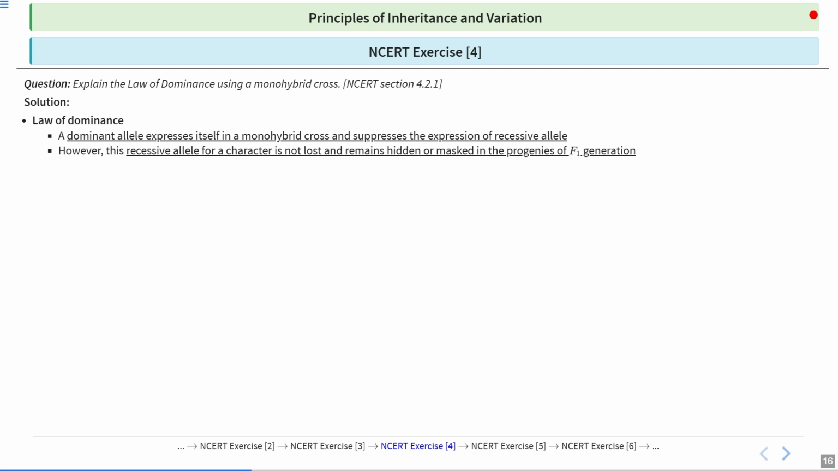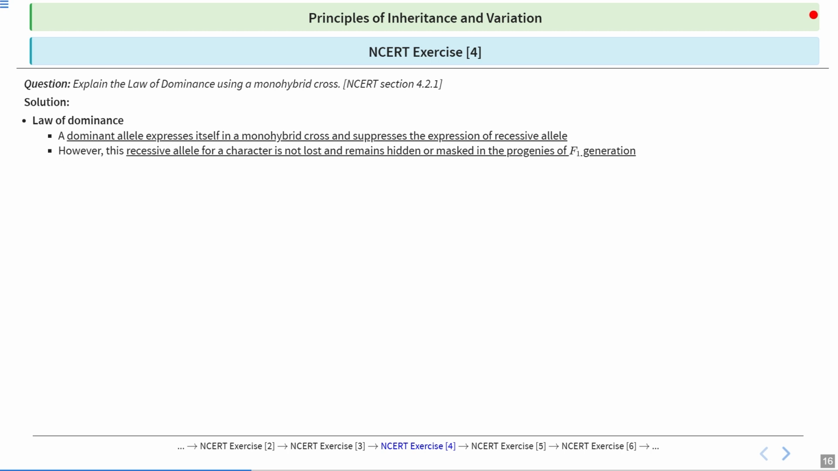Only the dominant trait is observed. Only one of the parental traits is observed in the F1 generation, and the recessive trait is not observed in the F1 generation. Why is the recessive trait not observed in F1? Because of the law of dominance. So in the heterozygous condition, the F1 hybrid is heterozygous. In the heterozygous condition, one of the alleles is dominant over the other.